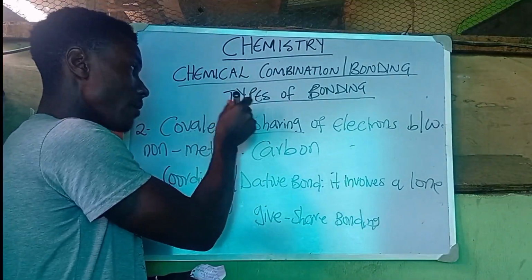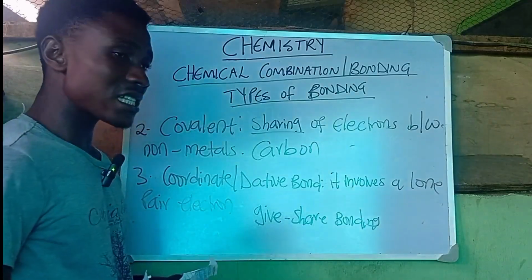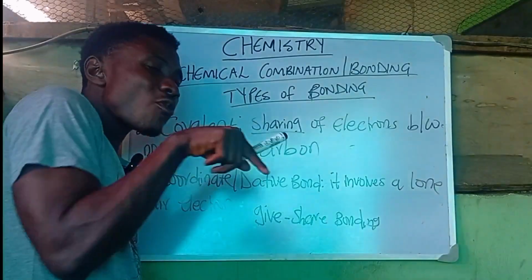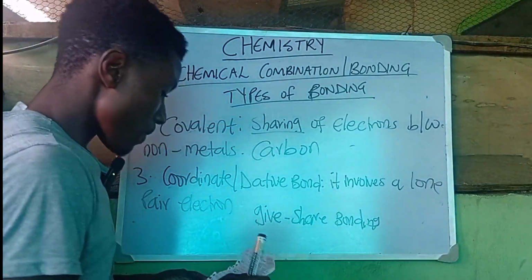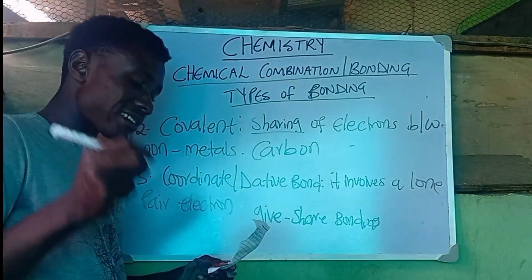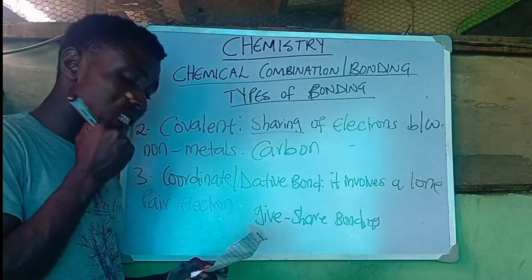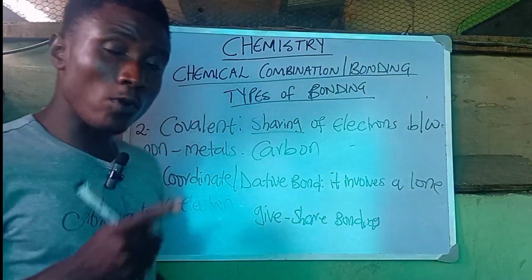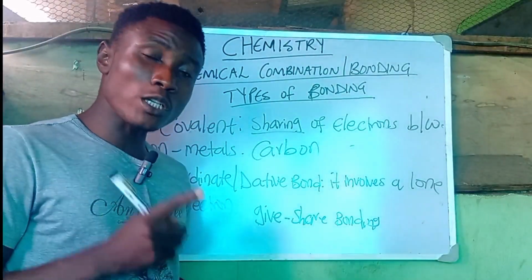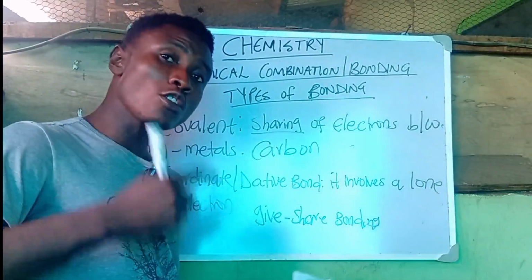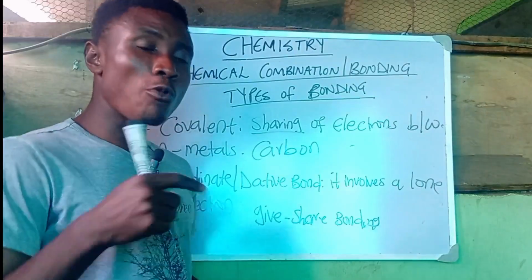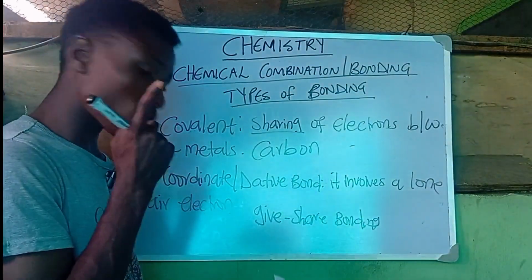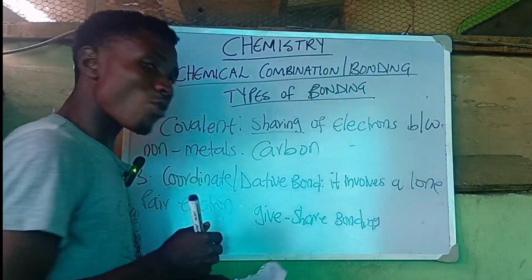Now let's discuss their properties. We are going to be talking about the characteristics of the covalent bond and the coordinate or dative bond, also known as the coordinate covalent bond. One of the special properties of the covalent bond concerns its solubility. It is soluble but not in water. It is only soluble in non-polar solvents, and we know that water is a polar solvent. So covalent compounds will not dissolve in water.